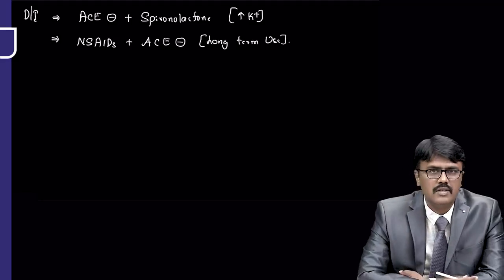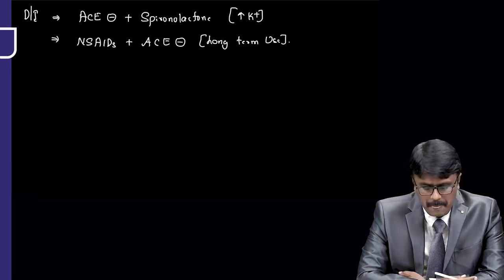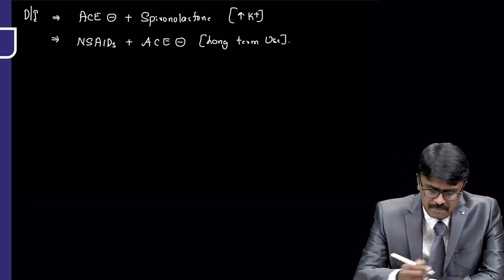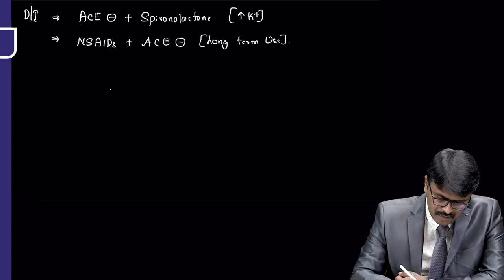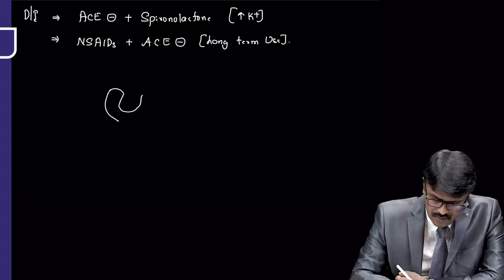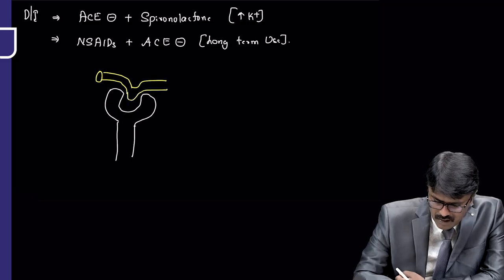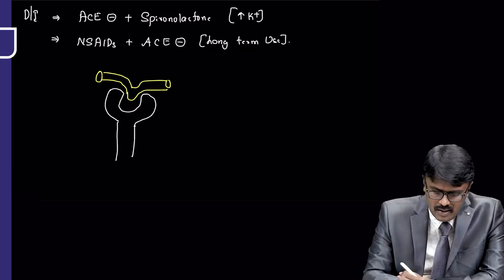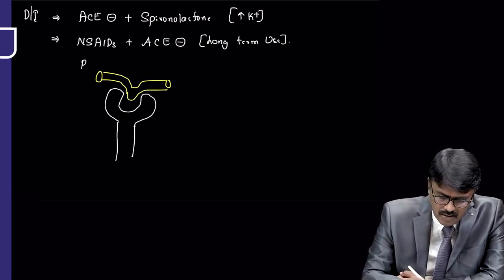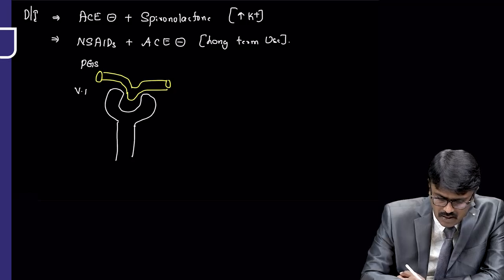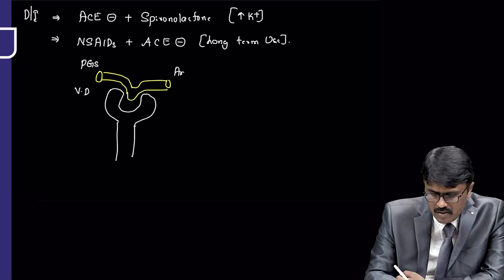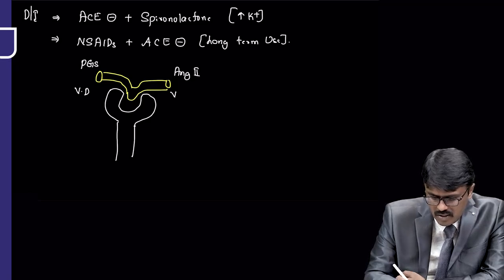Now, why does this situation arise? Because most of the patients are hypertensive and they will have osteoarthritis. They start taking an analgesic as well as an ACE inhibitor. What is the problem here? Let me explain that. Now, this is the nephron, and we have the afferent arteriole, and this is the efferent arteriole. Normally, in the afferent arteriole we have prostaglandins, which cause vasodilation. And here we have angiotensin 2, which causes vasoconstriction.